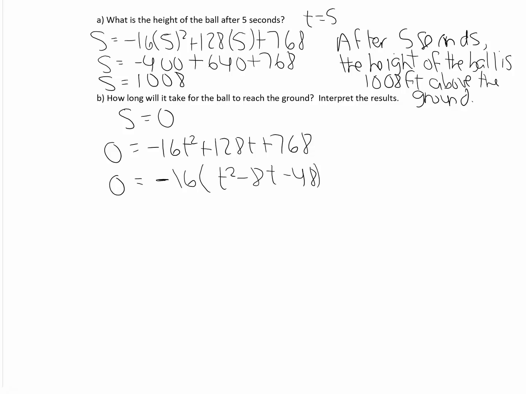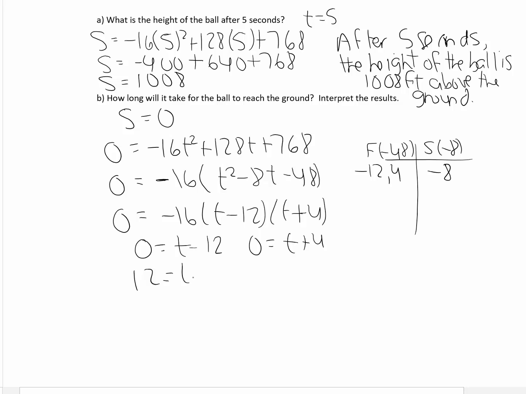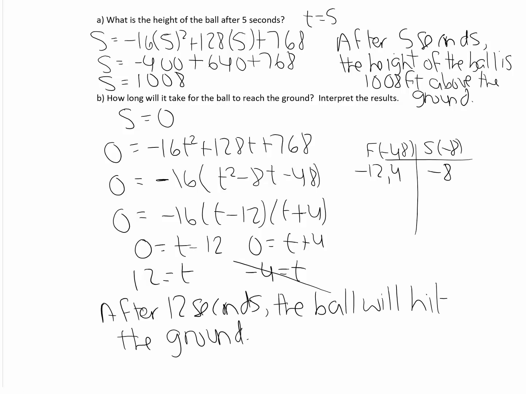Now, I want to find factors of negative 48 whose sum is negative 8. So let me write that factor sum table now. In this case, that's negative 12 and 4. So let's factor. Set each factor that contains a variable equal to 0. Well, since time cannot be negative, this solution is eliminated from possibility here. So let's write out what this means now. After 12 seconds, the ball will hit the ground.